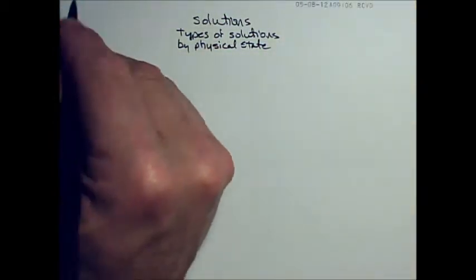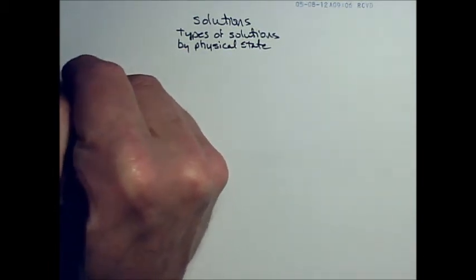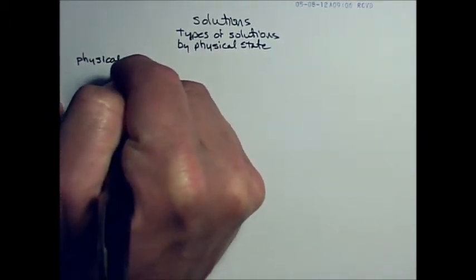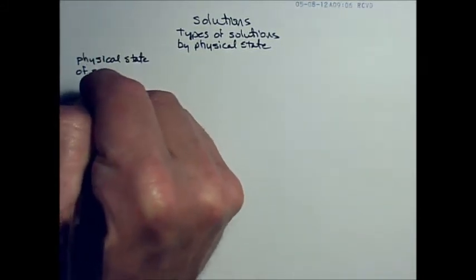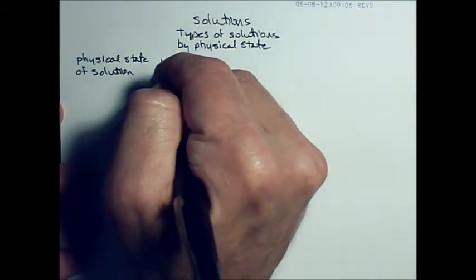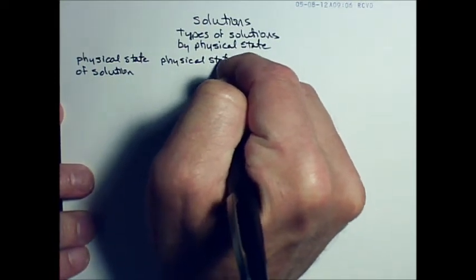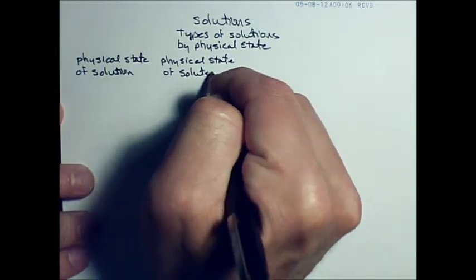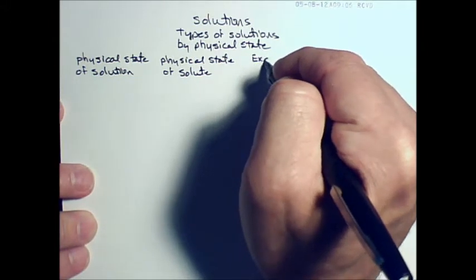So I'm going to make 3 columns here. We're going to list the physical state of the solution itself in the first column. We're going to list the physical state of the solute in the second column. And the last column is going to be examples and explanations.